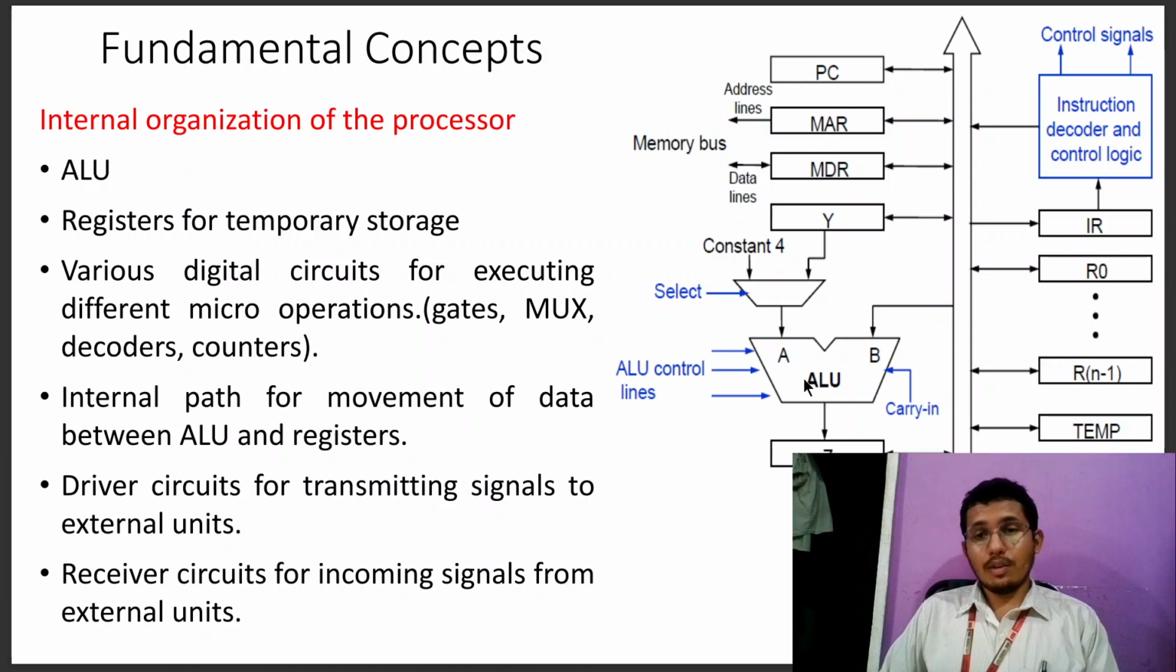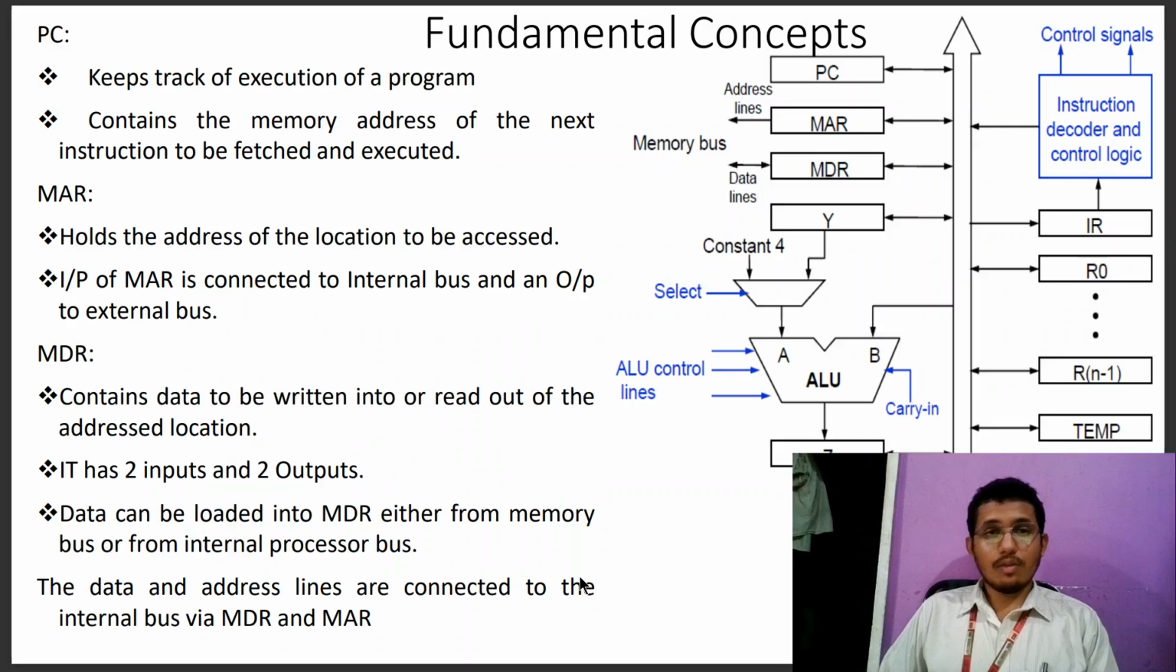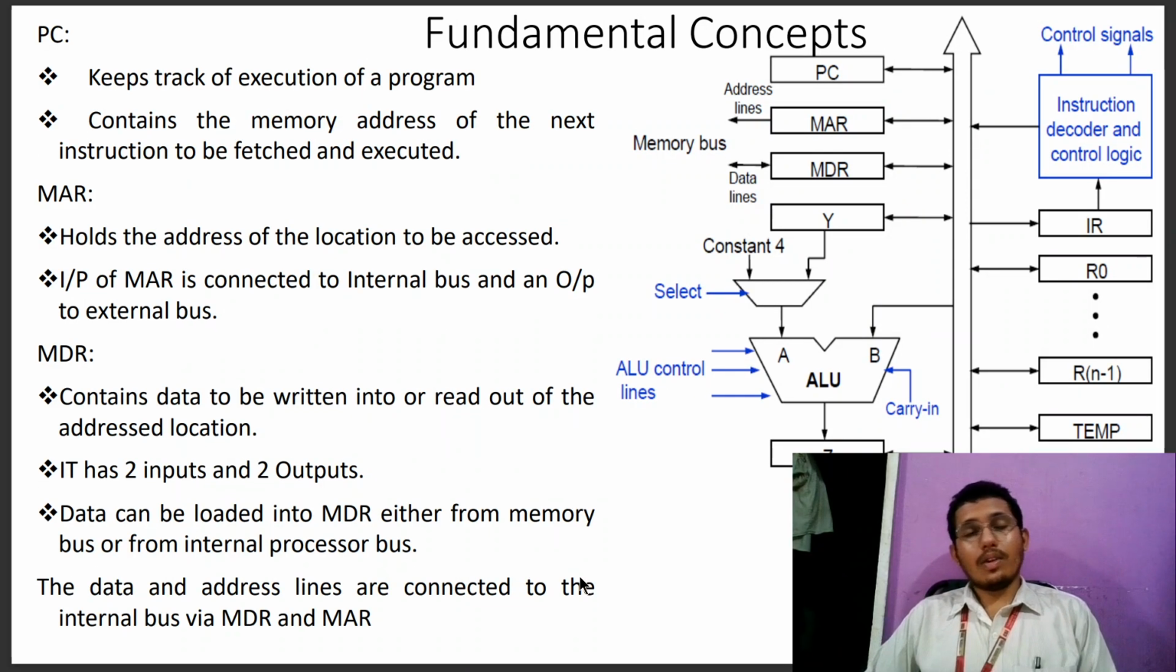The first one is the ALU here, and these are the registers for temporary storage, R0 to Rn-1. Various digital circuits for executing different micro-operations: muxes, decoders, counters, etc. Internal path, the movement of data between the ALU and registers. Driver circuits for transmitting signals to external units. Receiver units for incoming signals from external units. So let us get started with the usage and functionality of these.